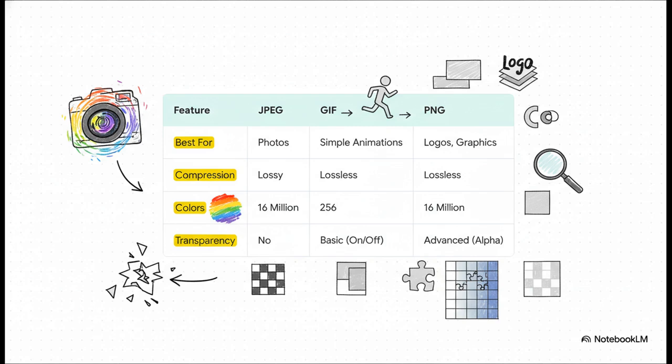It handles millions of colors. But remember, its compression is lossy. It gets wrinkled, and it can't do transparency. GIF is for those fun, simple animations, but it's stuck with just 256 colors, and its transparency is just basic on or off. And then you've got PNG. It's the master of graphics with perfect lossless quality and that really advanced graded transparency that looks so clean.